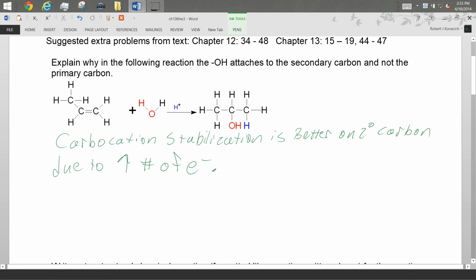So you've got more electrons around the secondary carbon than you do a primary carbon, and so it's better able to stabilize the carbocation. And the carbocation is the carbon that has 3 bonds, so it's missing that 4th bond. So something needs to come over and give it 2 electrons.